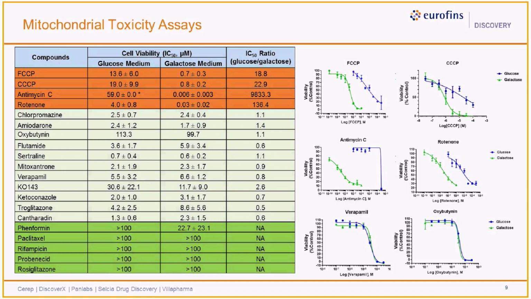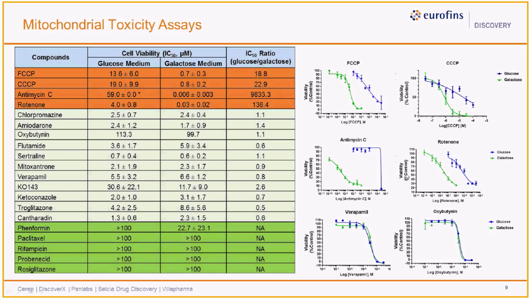In the validation study, we tested 20 reference compounds with 4 compounds that are non-mitochondrial toxins, highlighted in orange in the table. The other compounds do not have mitochondrial toxicity but cause cell death, which are highlighted in gray, and 5 compounds that are not cytotoxic in this assay, which are highlighted in green. The assay can correctly distinguish the mitochondrial toxins from non-mitochondrial toxins by using the IC50 ratio between glucose and galactose, which is presented in the last column of the table.